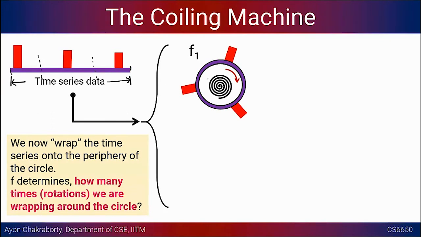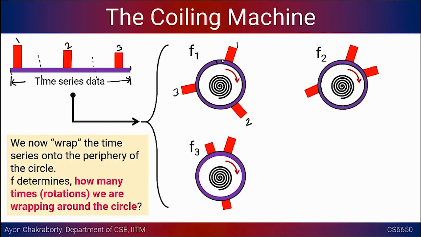Let's say you just wrap it once. I identify the points with 1, 2, and 3. So 1 comes here, then 2, and then 3, and the tape is done. The tape has completed. Whereas you can have different frequencies of the coiling machine. Instead of making 1 rotation around the circle, you can choose some other number of times you want to rotate it.